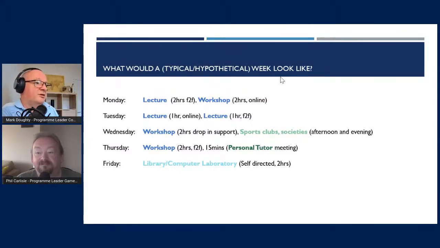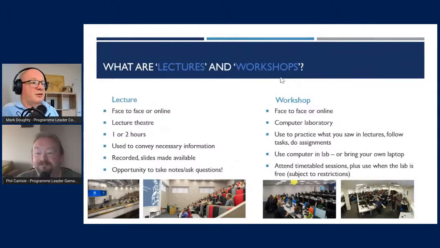Okay, so let's just look at the difference between lectures and workshops. A lecture really is what you would experience in a class if you're at school or college. We saw William earlier in the main lecture theatre in the IMB. The lecture can be face-to-face or online, but it's probably mainly face-to-face now. They're usually 1 to 2 hours in length, for the lecturer or the academic to convey to you certain information that is required for that week in your module.